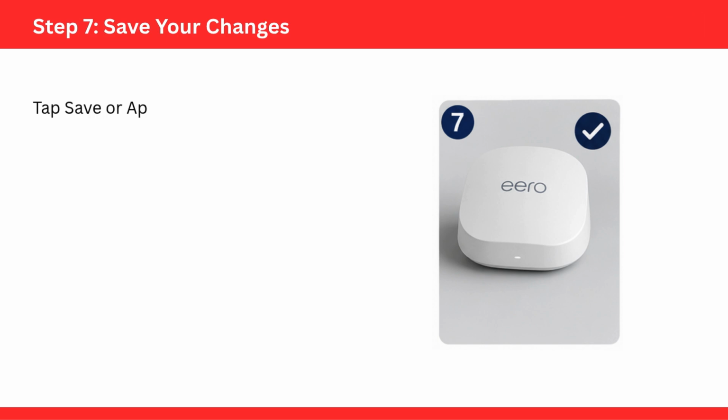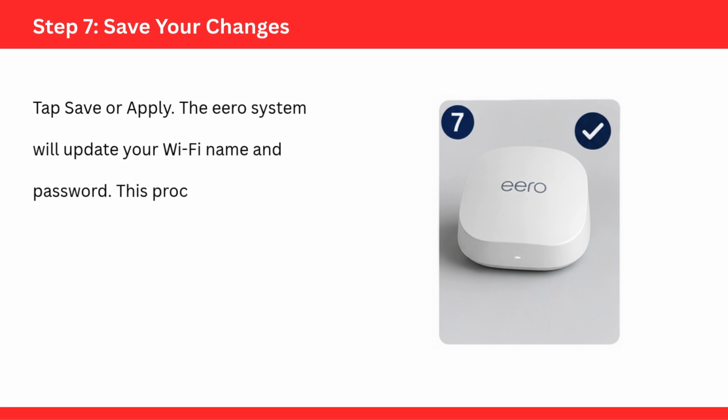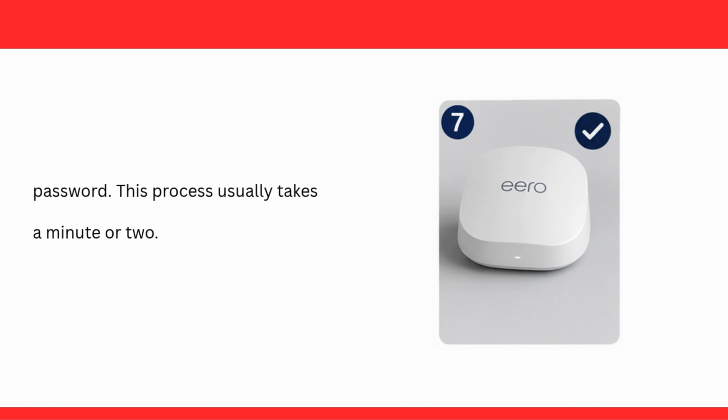Step 7. Save your changes. Tap Save or Apply. The eero system will update your Wi-Fi name and password. This process usually takes a minute or two.